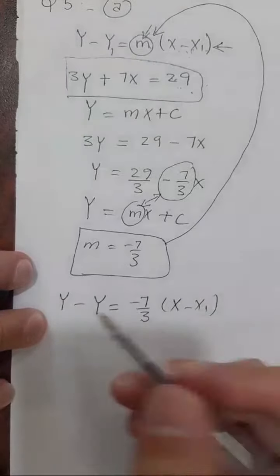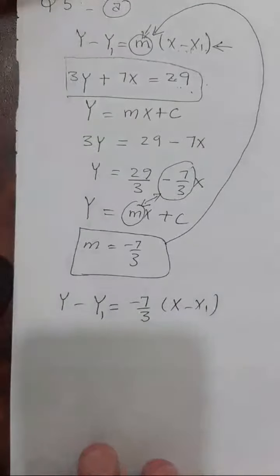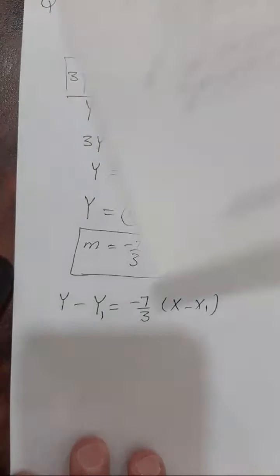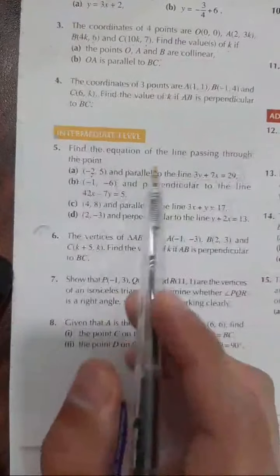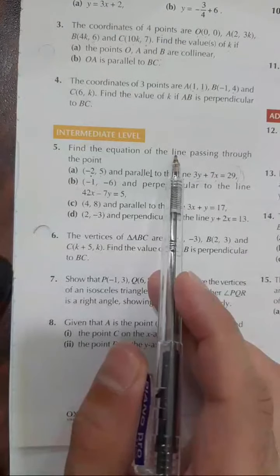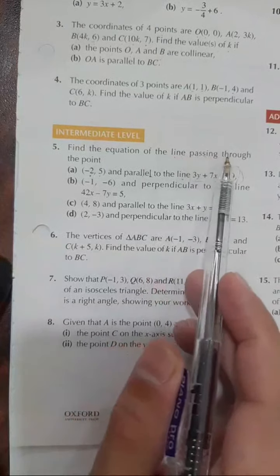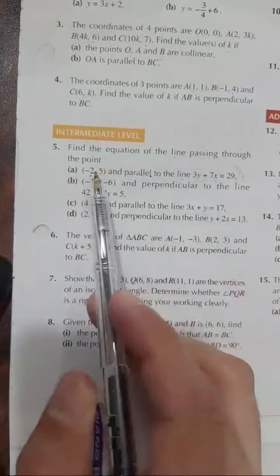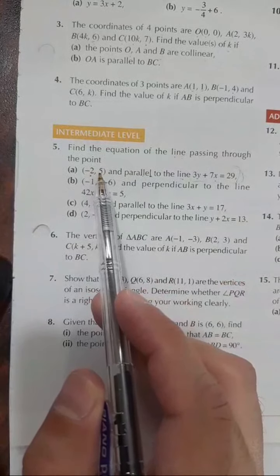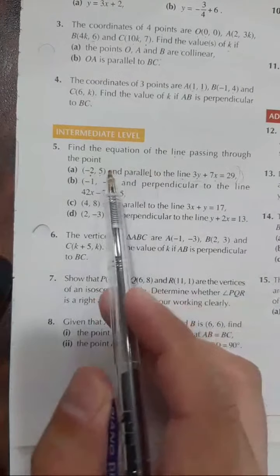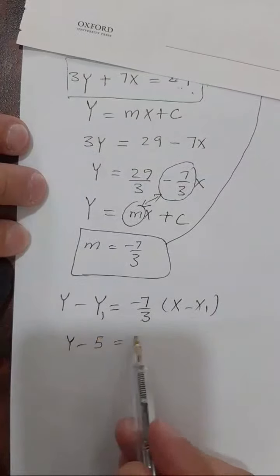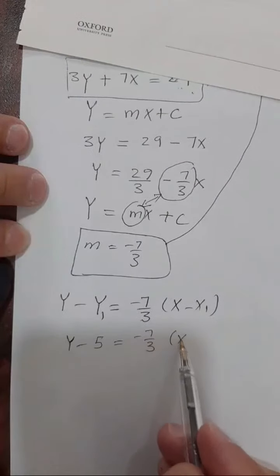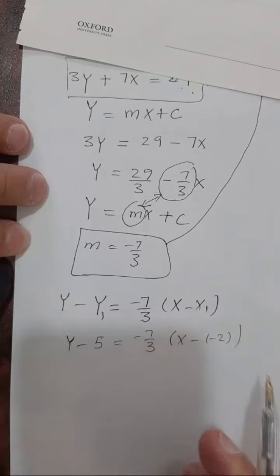Now what to do next? We need y1 and x1, and you can use the coordinates of this point as y1 and x1 because the required line, the line whose equation is to be obtained, is passing through this point, and when the line is passing through this point, you can use the coordinates of this point in the equation of the line. So y1 is 5 and x1 is minus 2.